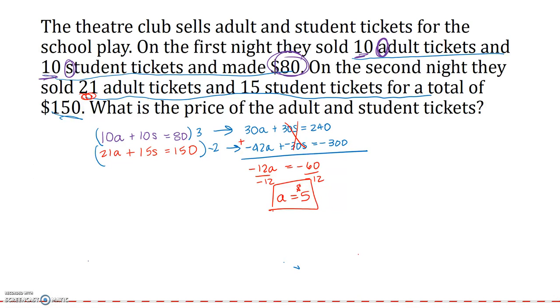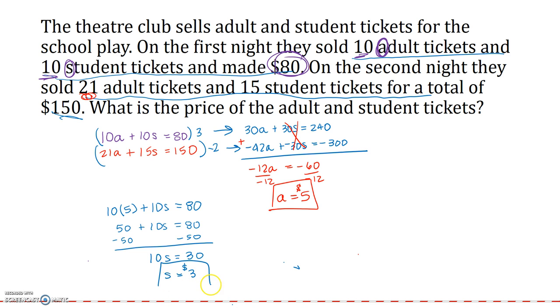Now let's figure out the price of a student ticket. I can use the 5 and plug it into any equation I want. I will plug it into the top one just because the numbers are a little bit easier to work with for the top one. So 10 times 5 plus 10 times S equals 80. So we have 50 plus 10S equals 80. I'll subtract the 50 to the other side of the equation. So 10 times S equals 30. When I divide both sides by 10, S ends up being 3, or the cost of a student ticket is $3.